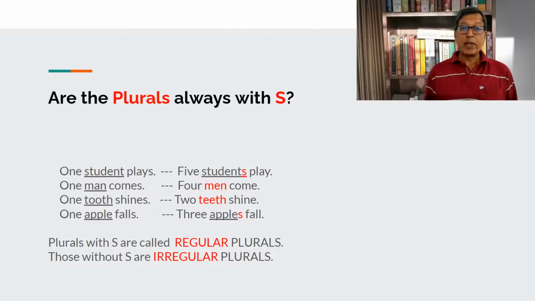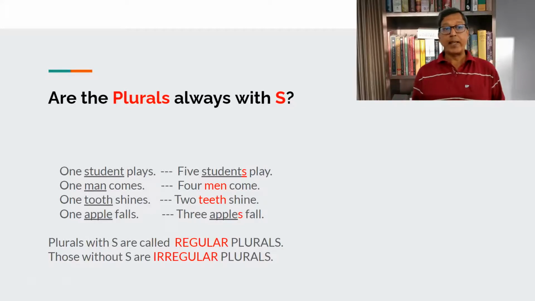One student plays, 5 students play. That means student becomes students with the addition of S, of course. But the second one, man comes, 4 men come. So here that regular rule, the common rule, doesn't apply. One tooth shines, 2 teeth shine. So tooth becomes teeth. Here also that rule doesn't apply.